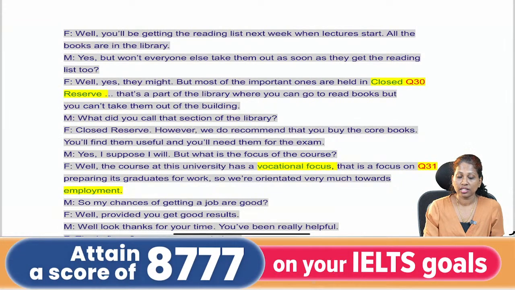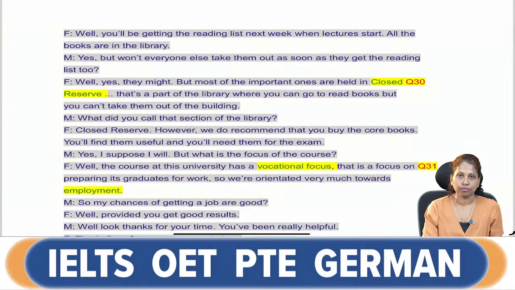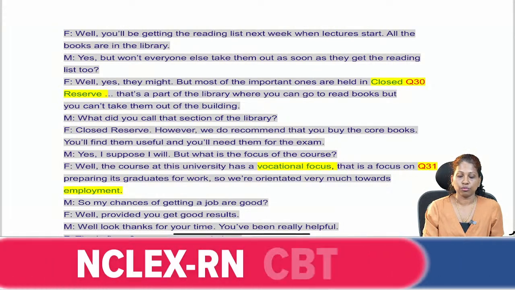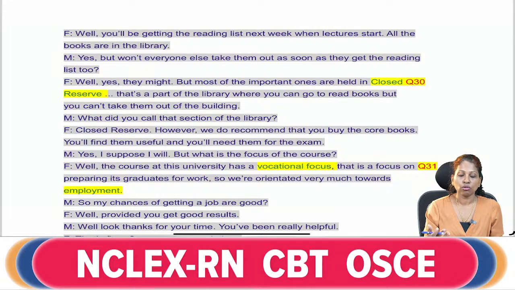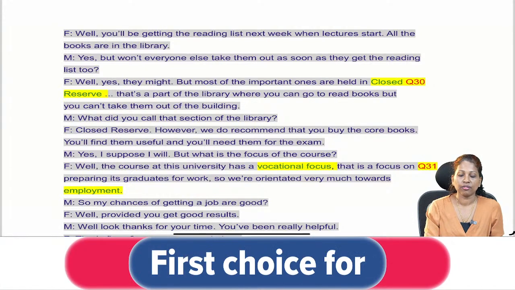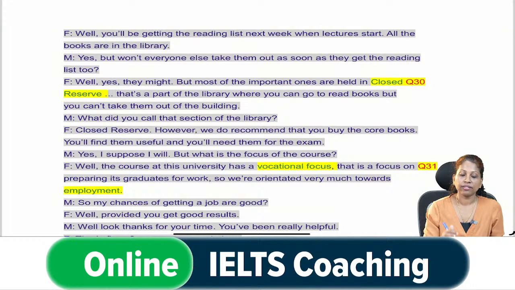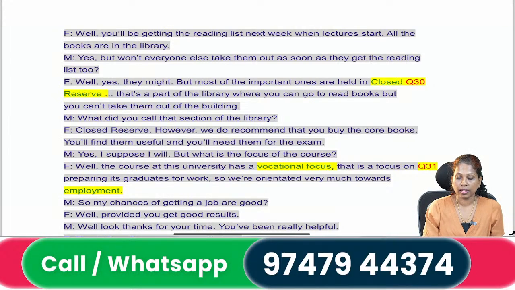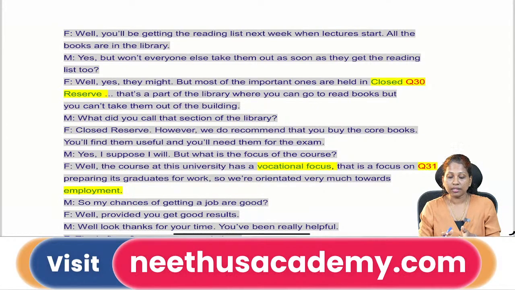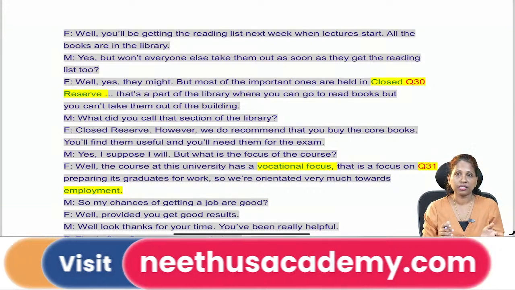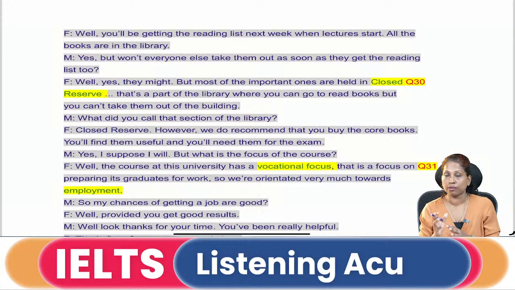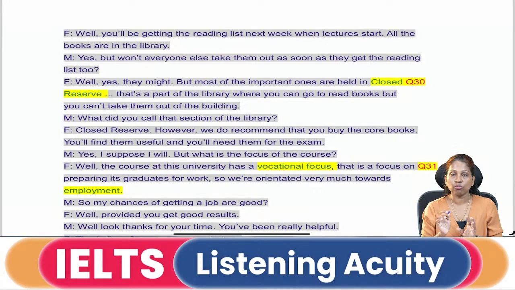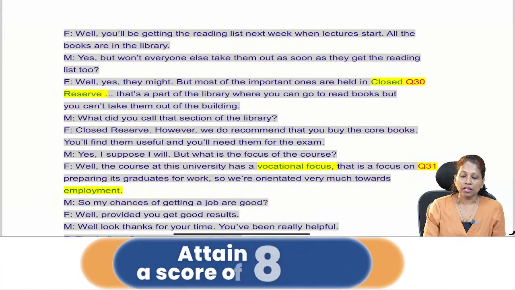So here she is telling, in the beginning, all the books are in the library. We are looking for something what? Important books. And then he says, won't everyone else take them out as soon as they get the reading list too? And then she replies, well yes, they might. Okay, well yes, they might. But, always, when the word but or the word however comes, it disqualifies the previous, preceding sentence. The coming sentence becomes qualified and more important. So we have to always look for words like but and however in your listening audio clips.